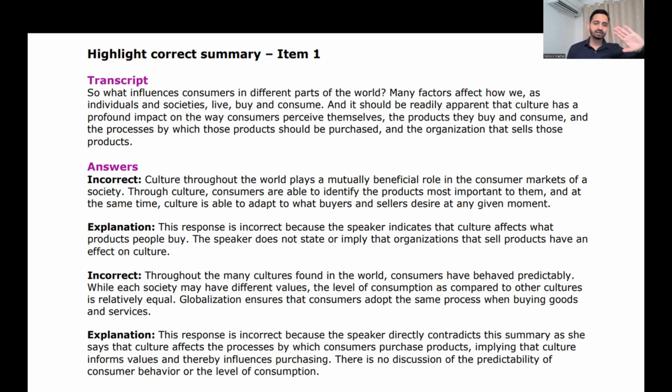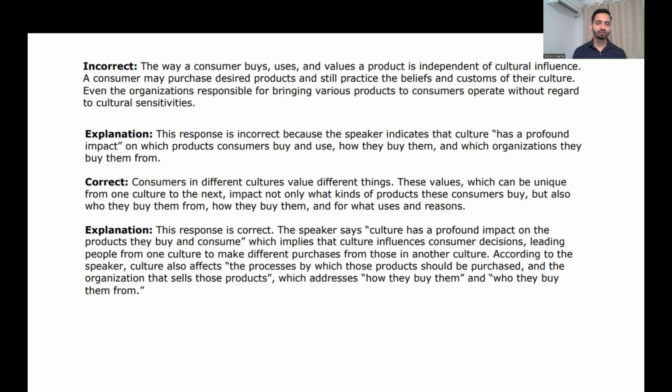So let's read the explanation. The response is incorrect because the speaker directly contradicts this summary, as she says the culture affects the processes by which consumers purchase products, implying that culture informs values and thereby influences purchases. There is no discussion of predictability of consumer behavior or the level of consumption. Okay, so that's the reason why that is wrong.